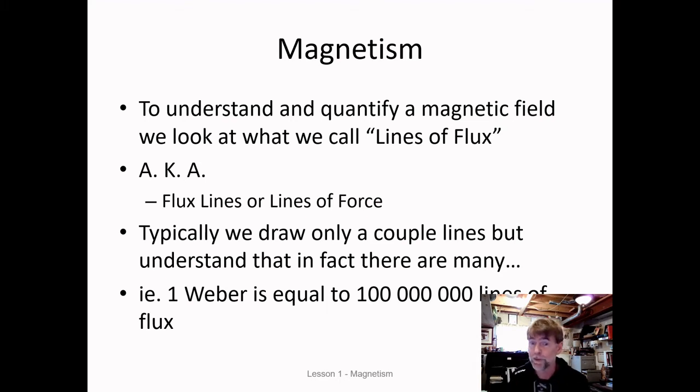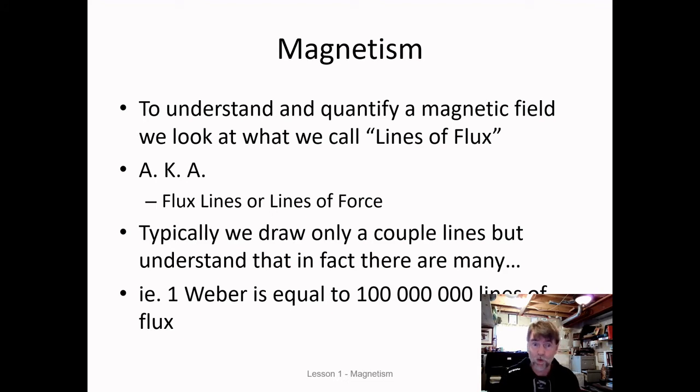Now, we're going to look at these. We're going to draw a whole bunch of pictures drawing lines of flux. Typically, we only draw a couple of lines, all right? 2, maybe 3 lines. That's enough to give us the image to understand what's happening. 1 Weber is equal to 100 million lines of flux. So while we are drawing 2 or 3 of them, there are many more. Okay, so that gives you a little bit of perspective.